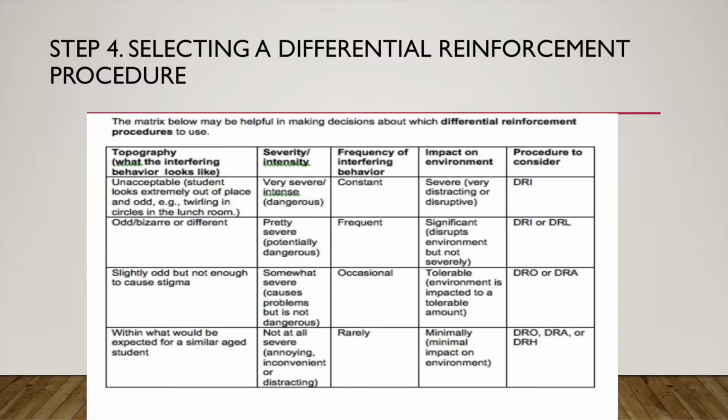For example, if the behavior is very unacceptable, like a student who looks extremely out of place and odd, like twirling in circles in the lunch room. So actually it's quite severe and intense, and the frequency is that it happens constantly, and it also affects others because it's very distracting and very disruptive. So we may consider using DRI, which is an incompatible behavior. For example, he needs to sit down, that's why he can't twirl in circles during lunchtime.